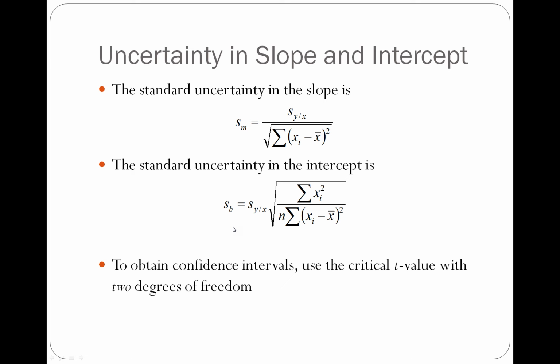Okay, so now what we're going to do is we can take the slope and the intercept, and we can calculate the standard uncertainty in the slope and the standard uncertainty in the intercept if we calculate the standard uncertainty in the best fit line.